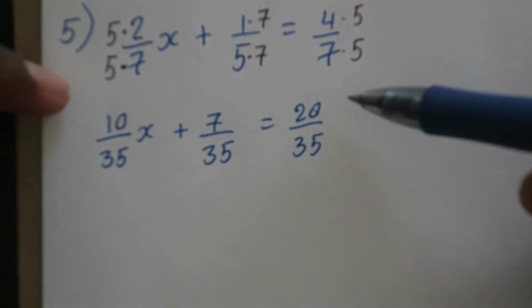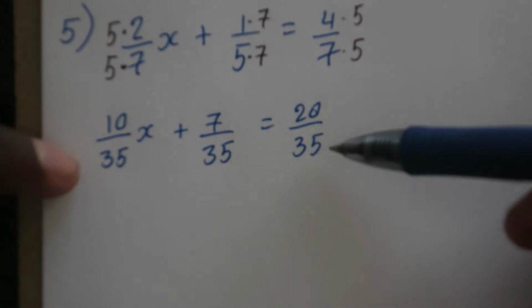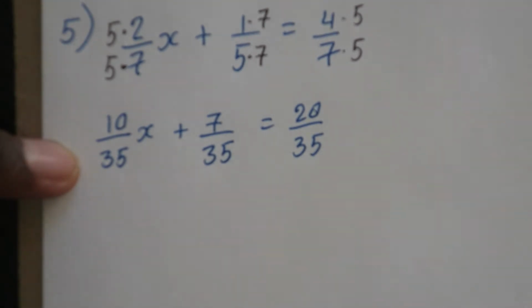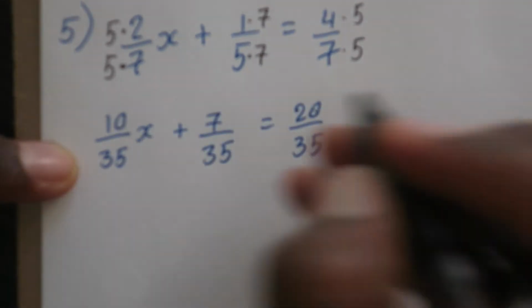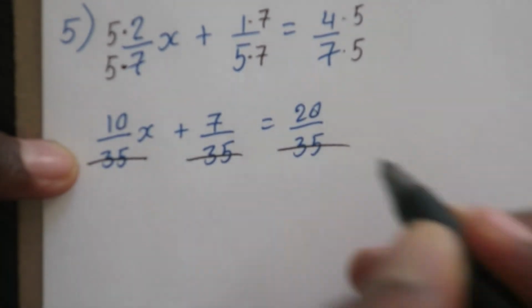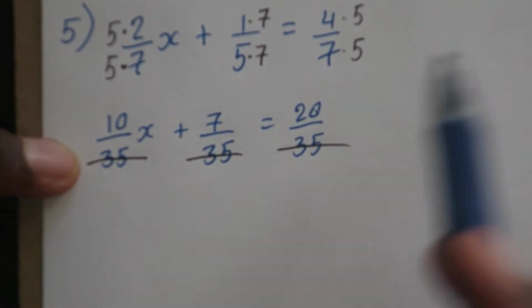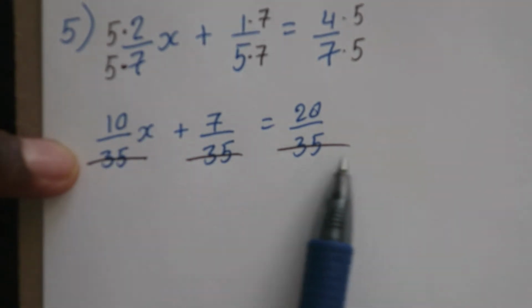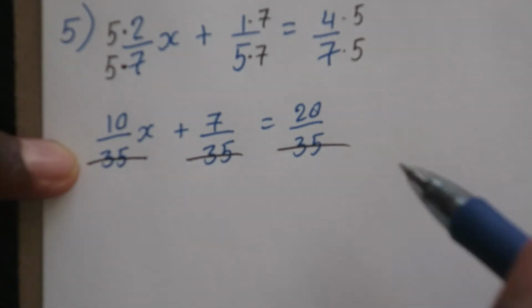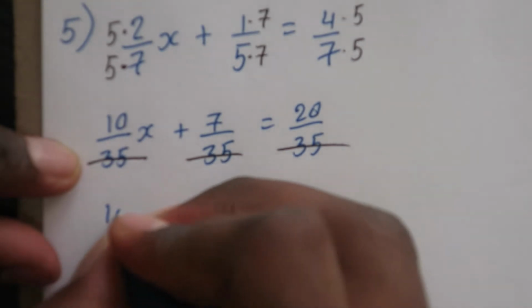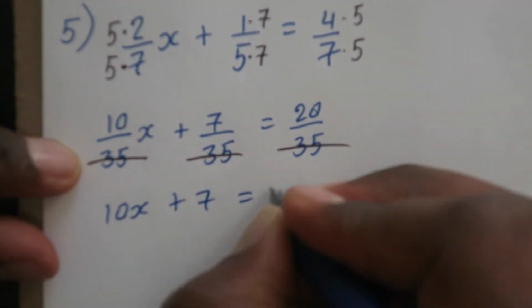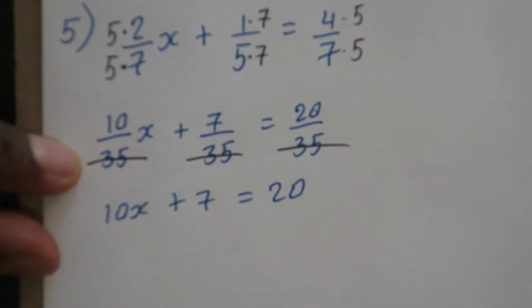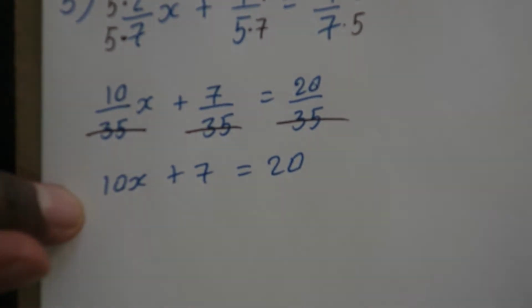Now, because all the terms are being divided by 35, we can either multiply everything by 35 and get rid of the bottom numbers, or just automatically drop the bottom numbers. As long as they are all equal numbers at the bottom, you can drop them. And look at what you have left over. 10x plus 7 equals 20, which is a very simple problem.